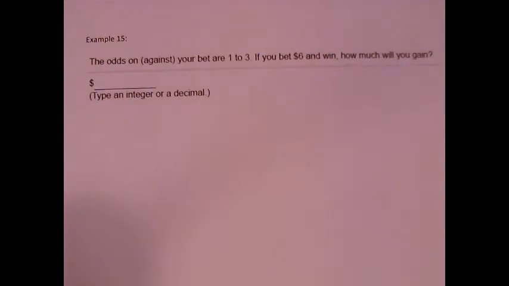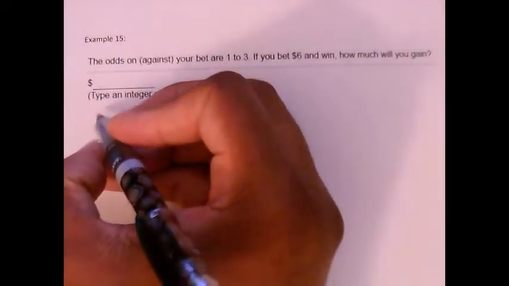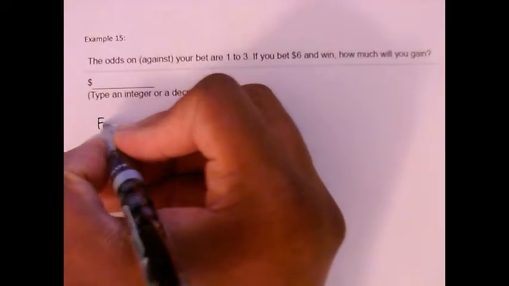Alright, here's the last example in this video. The odds on, or the odds against, your bet are 1 to 3. If you bet $6 and win, how much will you gain? Okay, now let's think about this for a moment here. The odds against that bet, or the odds on, especially in gambling, are 3 to 1.